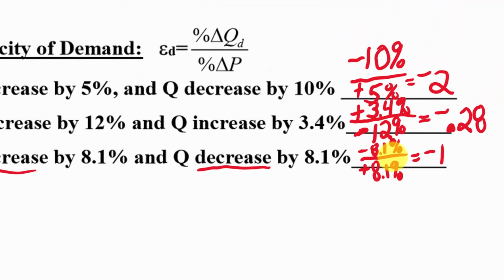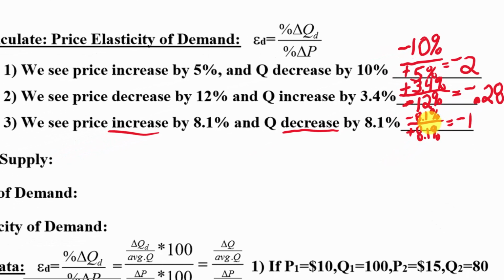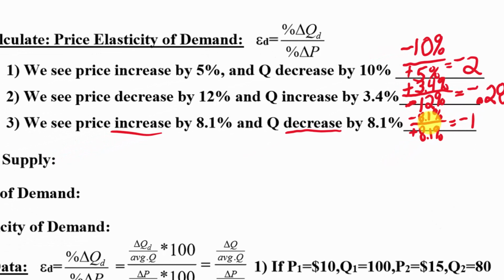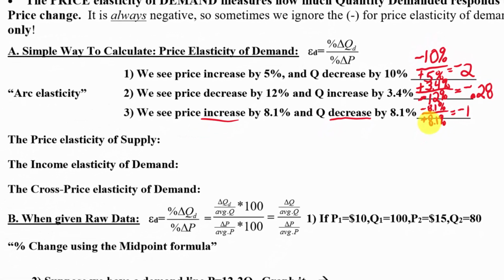That's unit or unitary elastic, and that means that whatever the price change is, we're going to see the same magnitude of quantity change. But because of the law of demand, when price goes up, quantity goes down, those changes are always going to be moving in opposite directions. If price goes up, quantity goes down. Okay? So this is the simple case here to calculate price elasticity of demand.